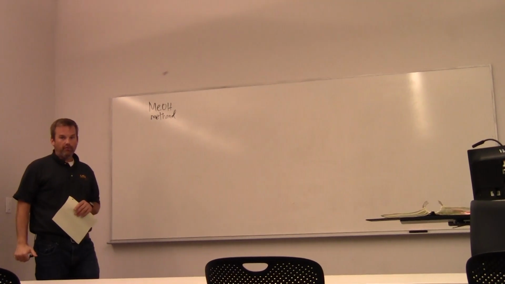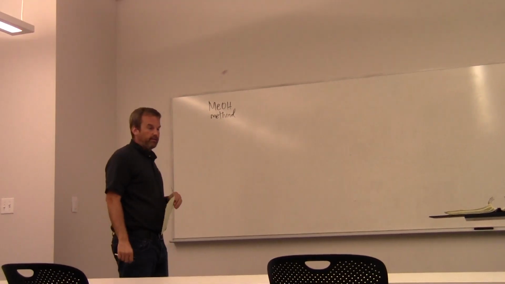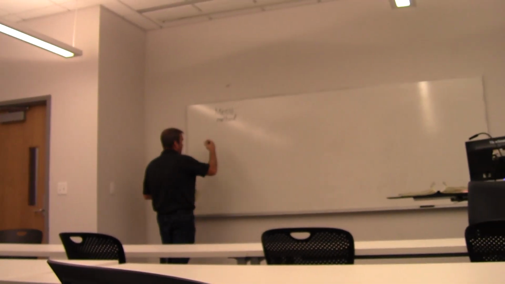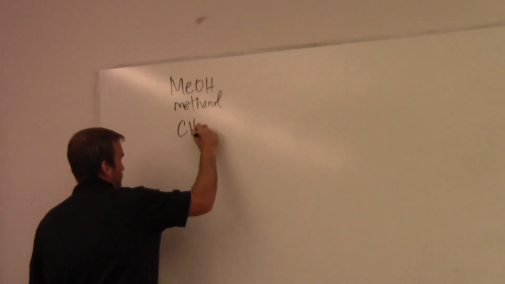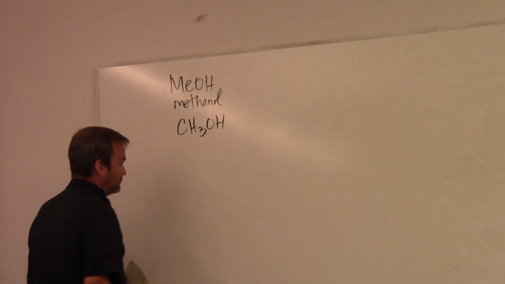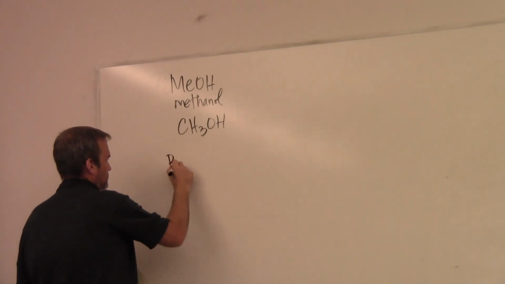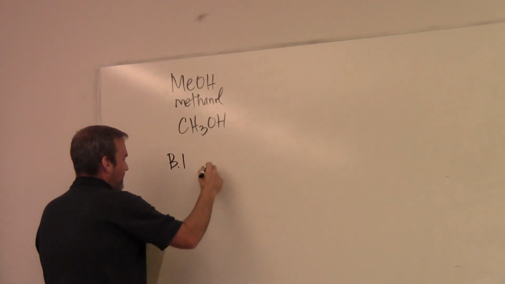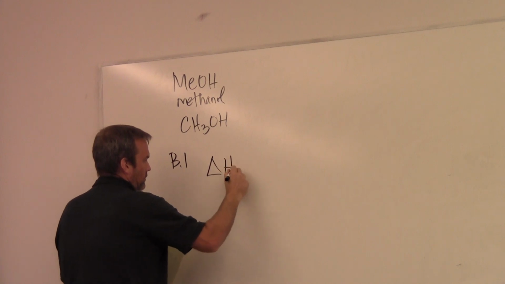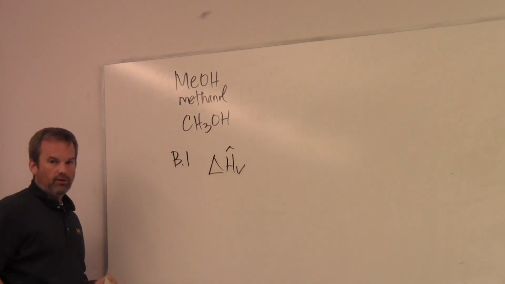All right, that's methanol. If you haven't had organic chemistry yet, that's how people typically write it in shorthand. All right, methanol. So I can go to B1, and I can get the heat of vaporization. All right, that's how it looks in B1.